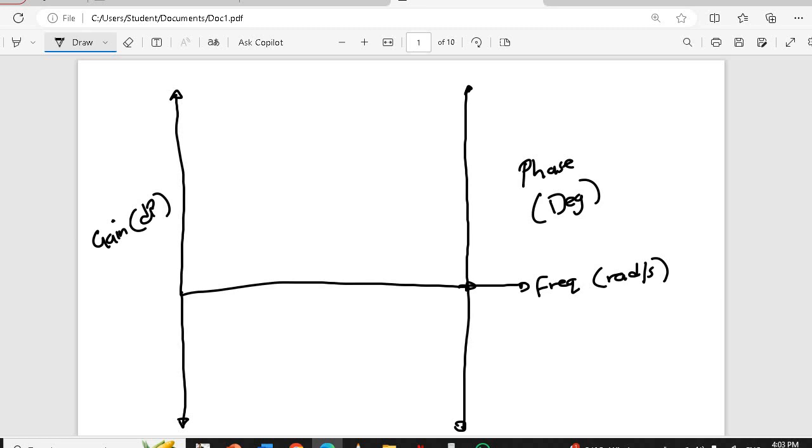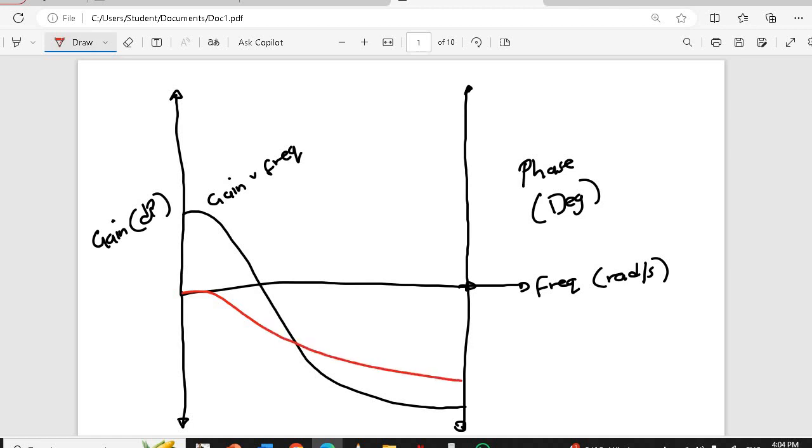Okay, so you'll be given a gain diagram, they will also be labeled. This is maybe, for instance, gain versus frequency. Then maybe they also give you, let me use a different color for phase. I just want to illustrate a few things real quick. Let's say for phase they give you something like this, and they label it phase versus frequency.